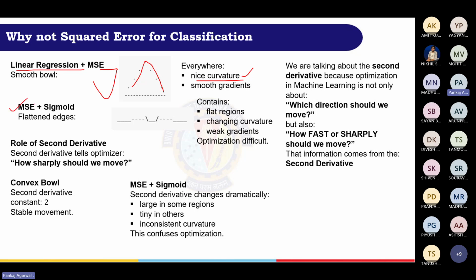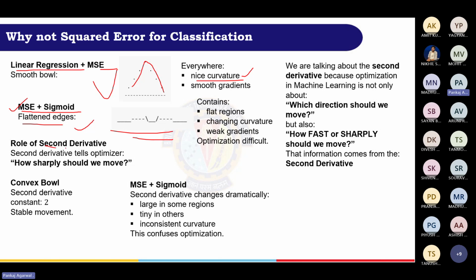So when we talk about MSE plus sigmoid, I've explained this slide before also. I'm just pushing it up because I have to cover the rest of the session as well. When we talk about MSE and sigmoid, we get these kinds of flattened regions, which is not suitable to get a global minimum.